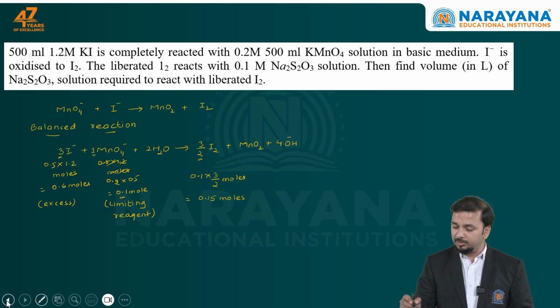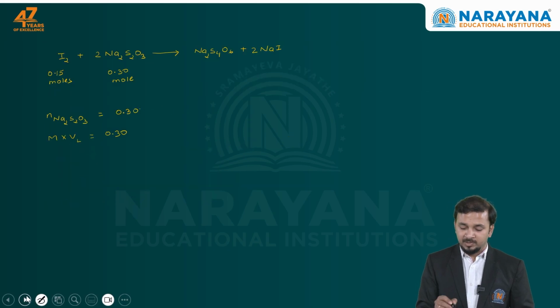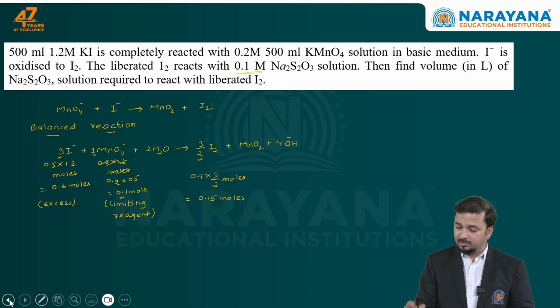And if you see the question, they have given molarity of Na2S2O3 is 0.1. So if we substitute over here, we'll get 0.1 into volume in liters, that is equal to 0.3, which means volume in liter is going to be 3. So the answer for this question will be 3. So 3 is the answer.